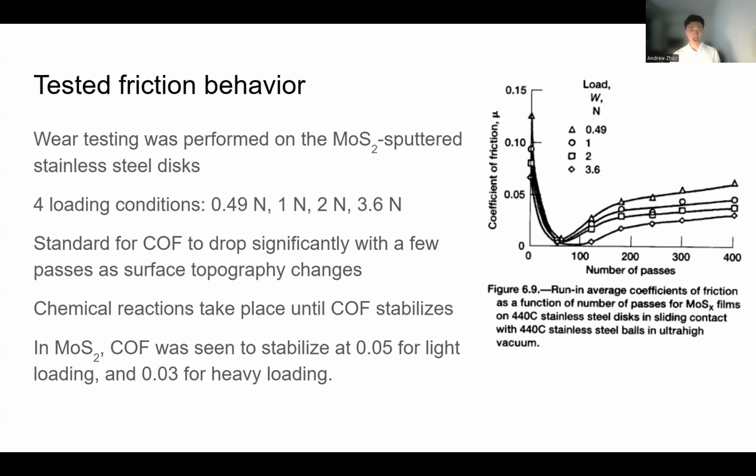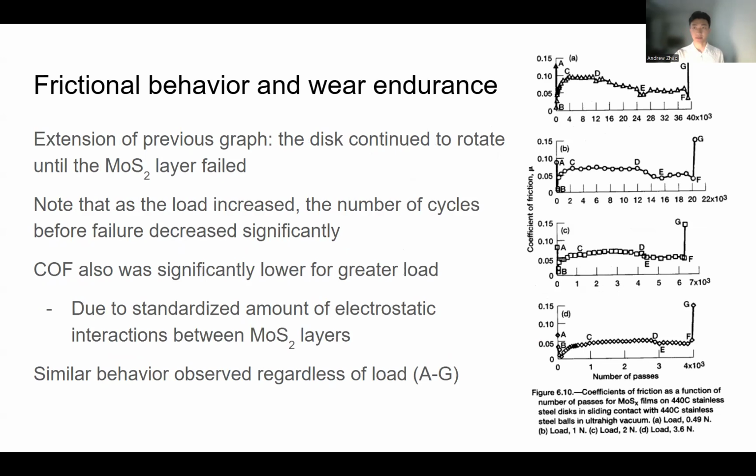It's a chemical reaction process, and usually the coefficient of friction which is reported is going to be the steady state coefficient of friction. But as you can see here, the coefficient of friction observed for the lowest load, the 0.5 newtons, is actually higher than the coefficient of friction observed for the highest load. And we'll get into this within the next few slides.